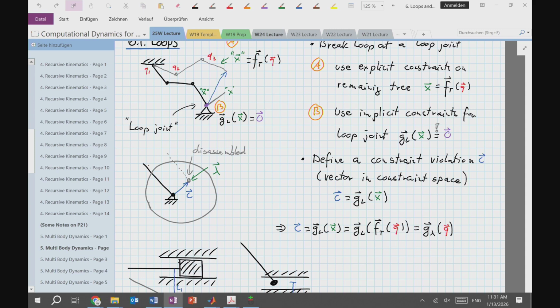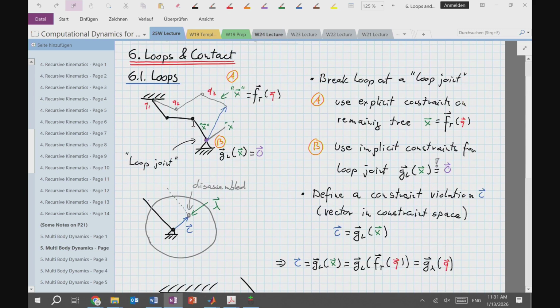And what we did was we started talking about loops. And the way we model loops was basically through this idea that can also be applied to other situations, by separating the constraints that we have into some that we treat as explicit constraints and some that we treat as implicit constraints. The way we write the explicit constraints is that some position of a body can be interpreted as a function, or can be computed as a function, of a set of generalized coordinates.